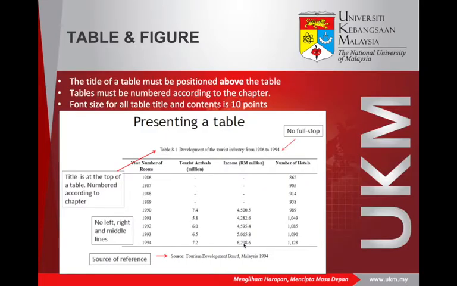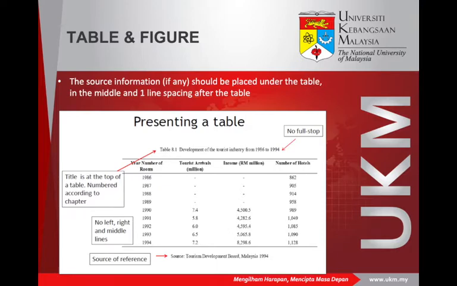Okay. To present a table, the title of a table must be positioned above the table. As you could see here, that's the title of your table. There's no full stop at the end of the title. Tables must be numbered according to the chapter. So this is table 8.1. It means that this is the first table that appears in chapter 8. And as you could also see, there is no left, right, and middle lines separating each column.